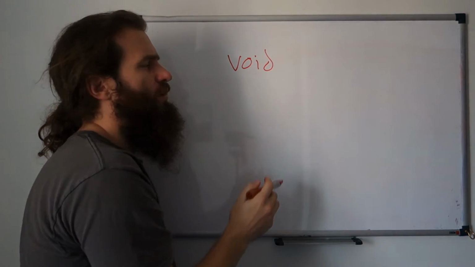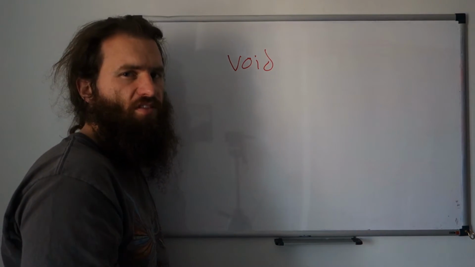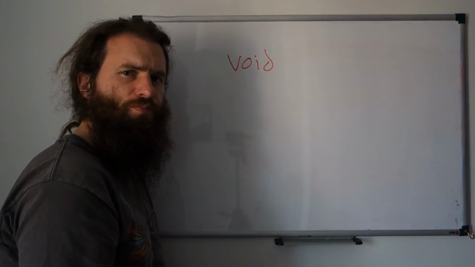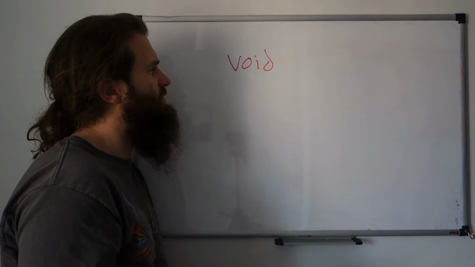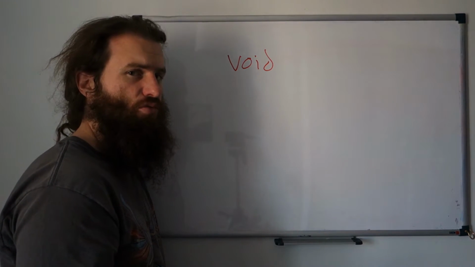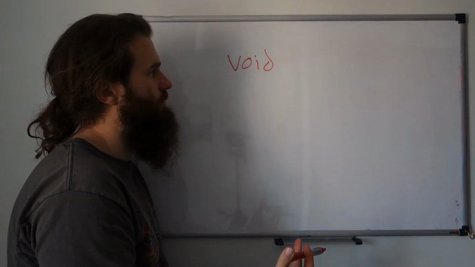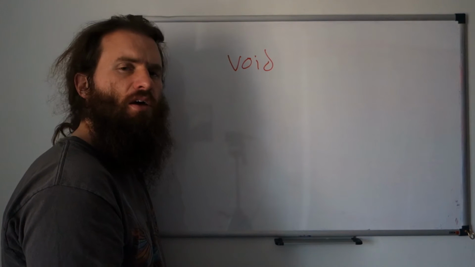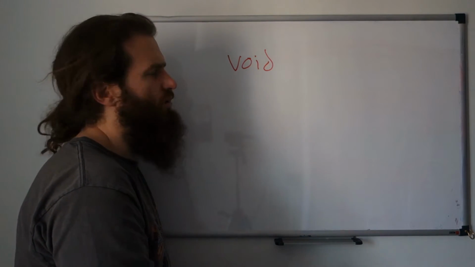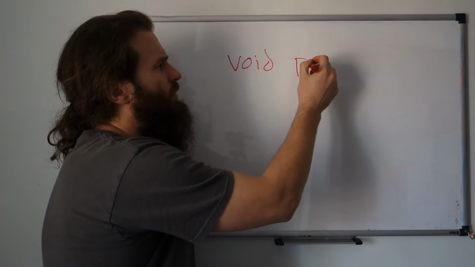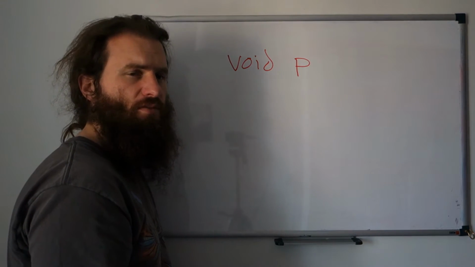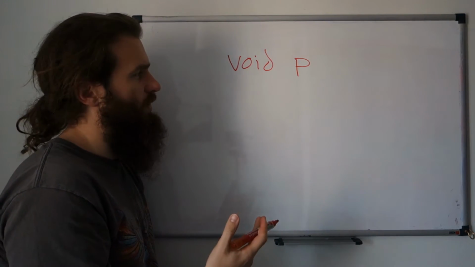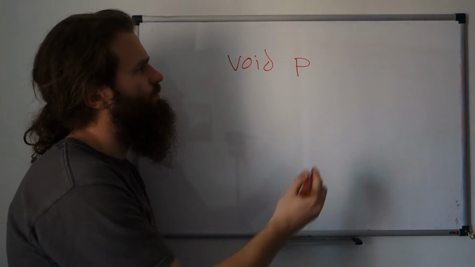Void. Void is a special type that we haven't seen before. So this is the return type of our function. And void means that it essentially has no return type. It doesn't return anything. But we have to specify a return type, so we specify void. Now, let's call our function p. Normally we'd use more descriptive names for our functions, but because I don't have a huge amount of space on the board, I'm going to use short names.